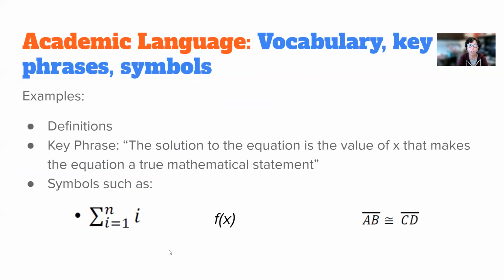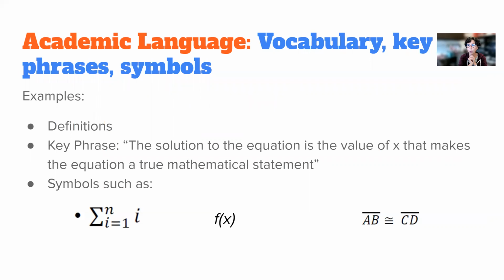Next, we have vocabulary, key phrases, and symbols. So obviously definitions are important. So for every, again, sequence of lessons, it's really important to consider what math vocabulary are students using and to have those words clearly defined. Key phrases, for example, the solution to the equation is the value of X that makes the equation a true mathematical statement. If that's a phrase that you're using over and over in a particular sequence of lessons, then you're going to want to include that with your vocabulary.